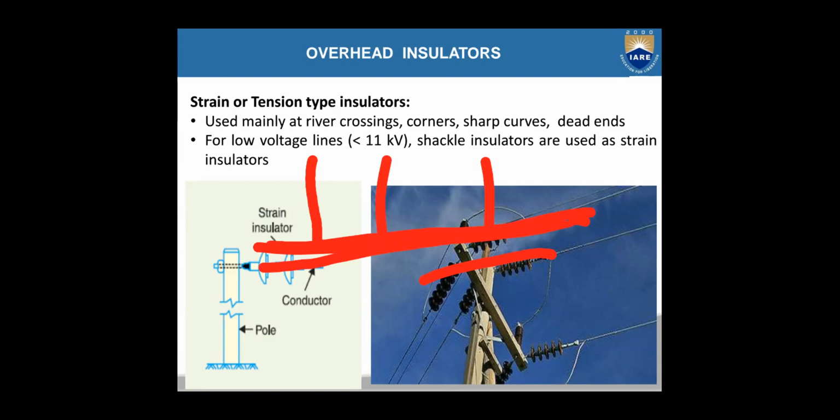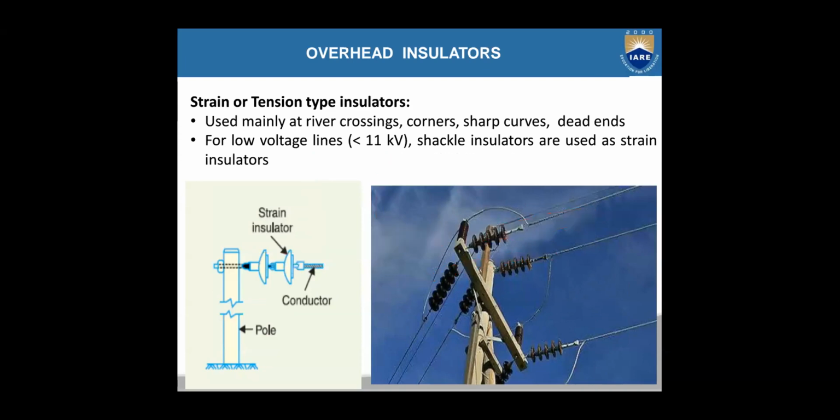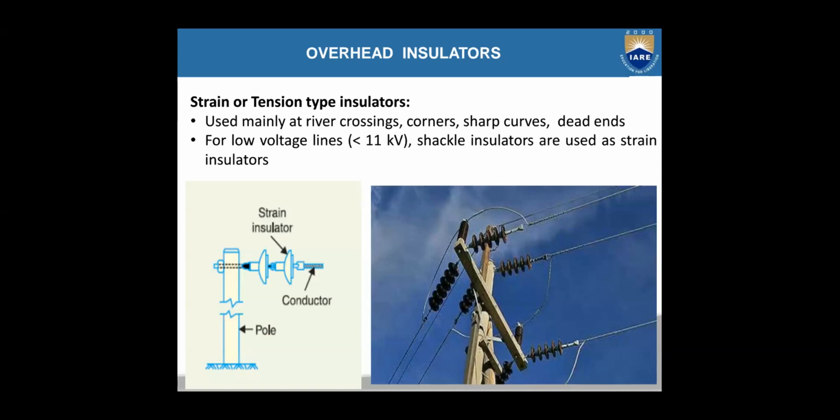Okay, suppose there is a bend at any place. Suppose your transmission system is going straight, and after going, if there is some bend here, so in such a case, in these two towers, you will use a strain type insulator. If there is any bend, then generally we will prefer the strain type insulator over the suspension type insulator.